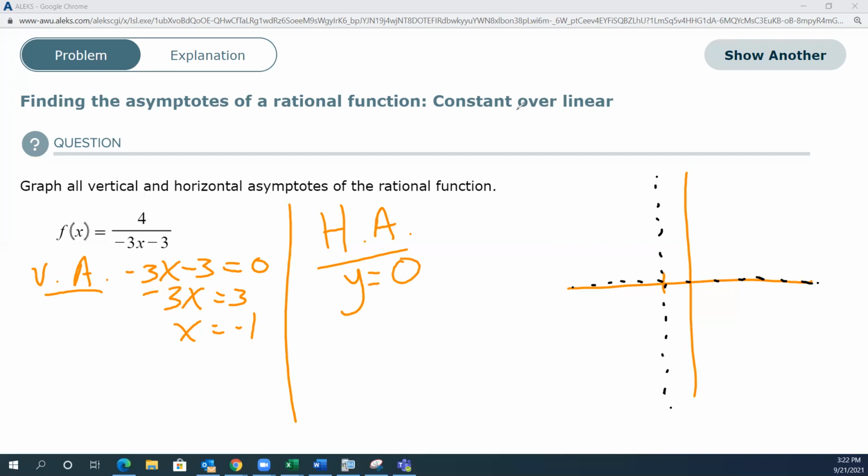Hallelujah. Now, what if the degree of the numerator and the degree of the denominator were the same? They both have x to the 1 power, or their highest powers of x are the same. Then we would say my horizontal asymptote is just going to be the leading coefficient divided by the leading coefficient. And then that would have been it, around there.